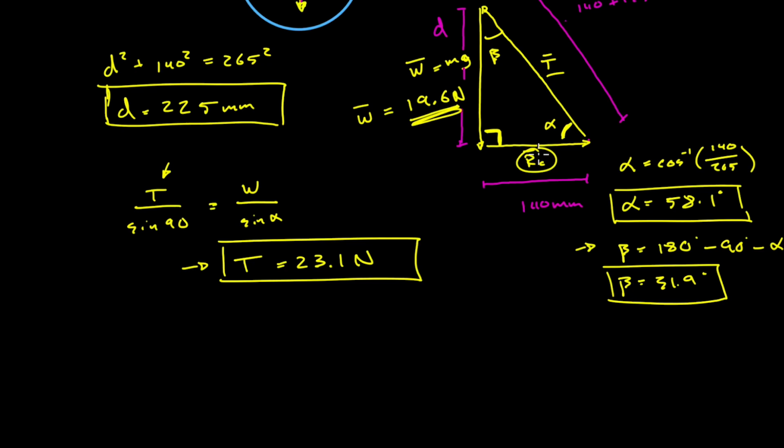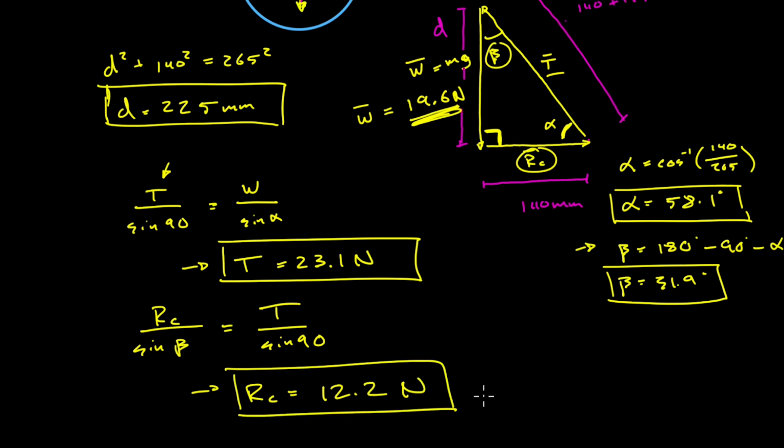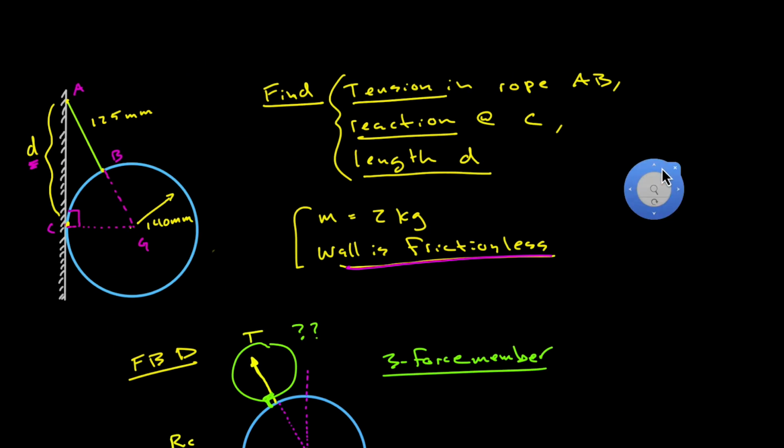Now all that's left here is really just to solve for the reaction at C. We can do this a couple of different ways. We can just use the Pythagorean theorem really, because we have 2 sides of the right triangle, or we can just apply law of sines again. So we can say RC divided by the sine of its opposite angle, which is beta, it's got to be equal to any of the other ratios. So we can just use T over sine of 90. And everything in this equation is known except for RC. So now we can calculate that RC is equal to 12.2 newtons. Okay, so we've got RC, the tension in the cable AB, as well as the distance D. And I believe those were all the things that we were asked to solve for in this problem.